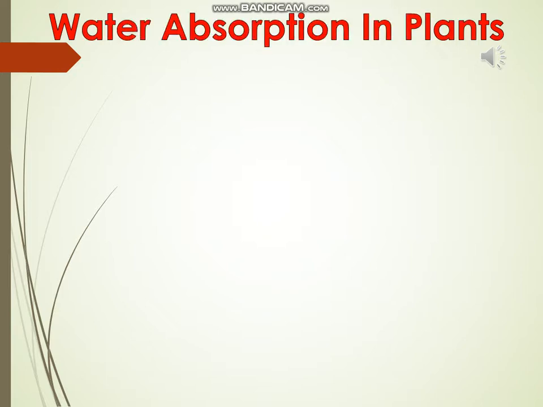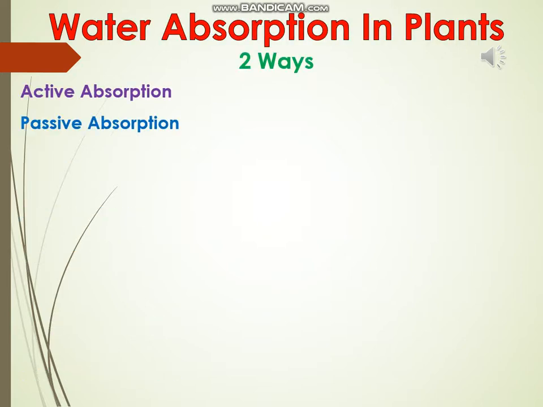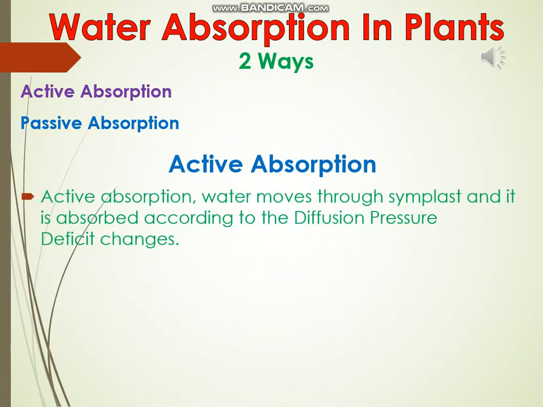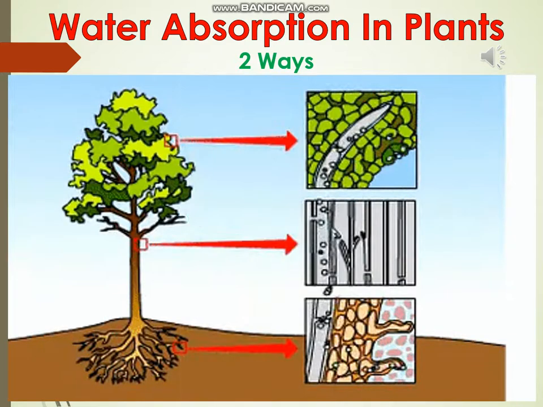Water is absorbed in two ways by plants, that is active absorption and passive absorption. Let us start with active absorption. In active absorption, water moves through the symplast and is absorbed according to the diffusion pressure deficit changes. The rate of absorption is slow. It comprises osmotic and non-osmotic forces.